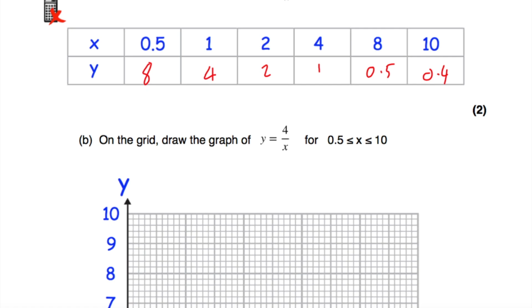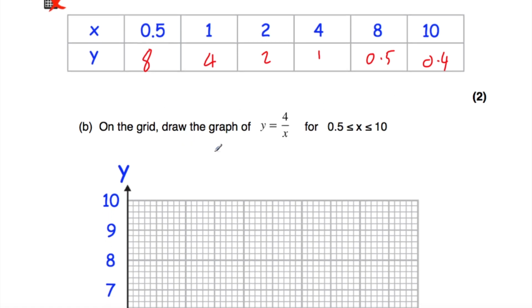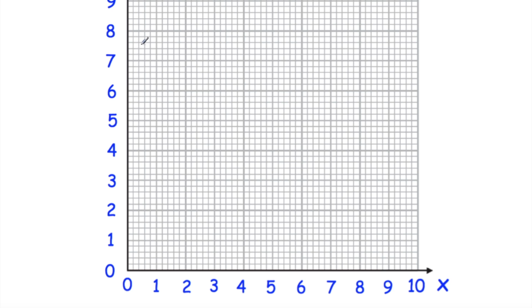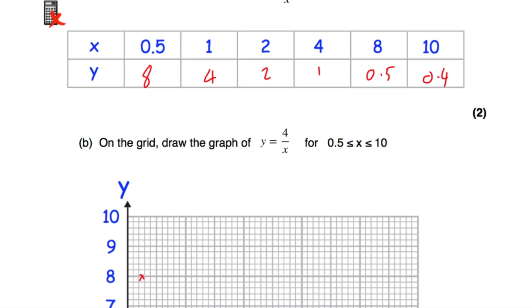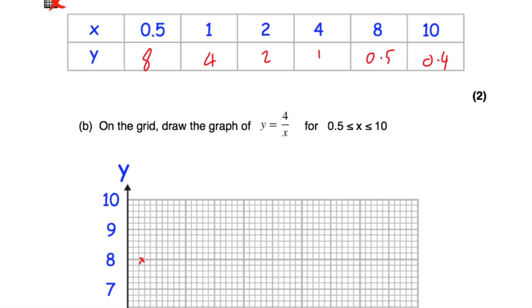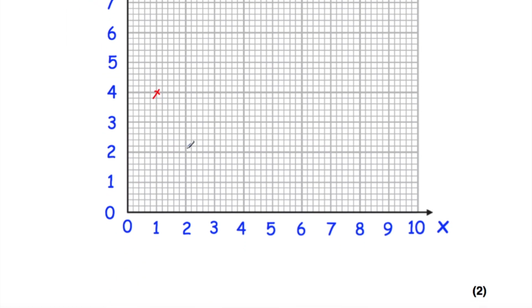Now if we scroll down, the question says, on the grid, draw the graph of y equals 4 over x. So we need to plot the coordinates (0.5, 8). So let's do that. 0.5 would be in the middle here. 8 would be up there. So that's (0.5, 8) there. Then we've got (1, 4), so 1 across, 4 up will be there. Then next we've got (2, 2), so 2 across, 2 up will be there. Then it was (4, 1). Then it was (8, 0.5).